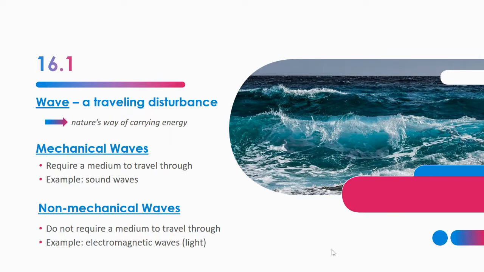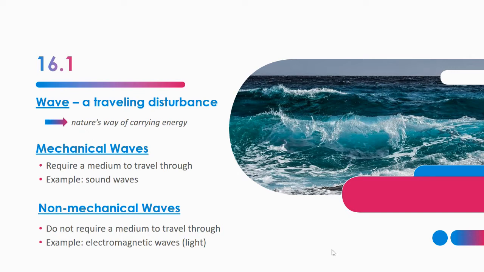When we talk about waves in science, we're talking about traveling disturbances. Essentially, they are nature's way of carrying energy. We can categorize them into two main types, so mechanical waves and non-mechanical waves. Mechanical waves require a medium to travel through, and by medium, we mean material. So a mechanical wave has to have a material to travel through, otherwise it can't travel.